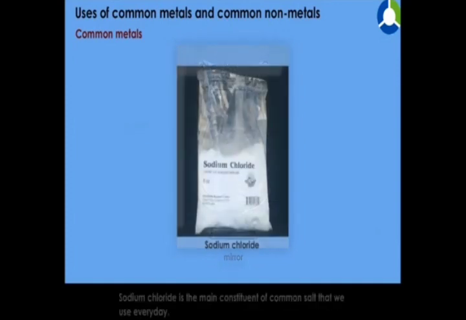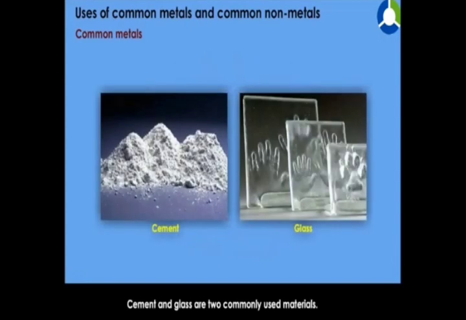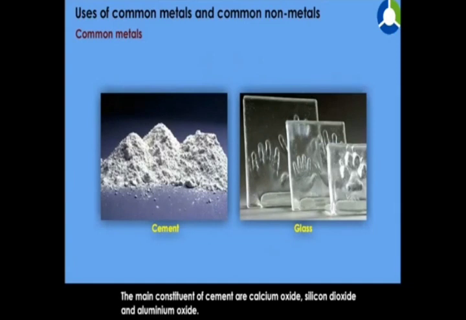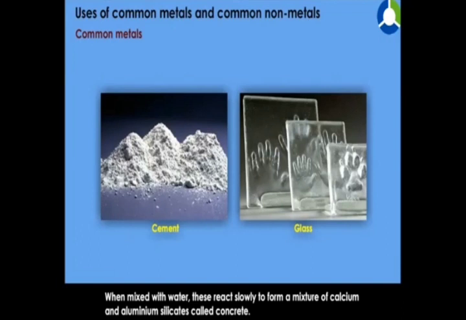We know that sodium chloride is the main constituent of common salt that we use every day. It is our table salt. Cement and glass are two commonly used materials. The main constituents of cement are calcium oxide, silicon dioxide, and aluminium oxide. A very small quantity of iron oxide is also present in cement. When mixed with water, these react slowly to form a mixture of calcium and aluminium silicates called concrete.